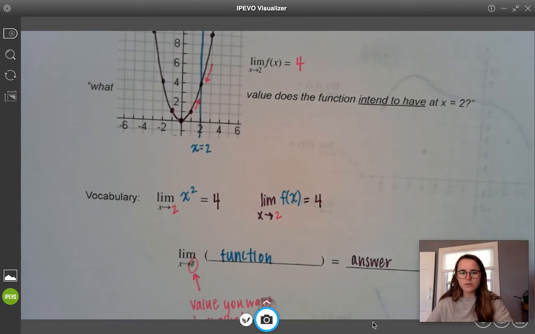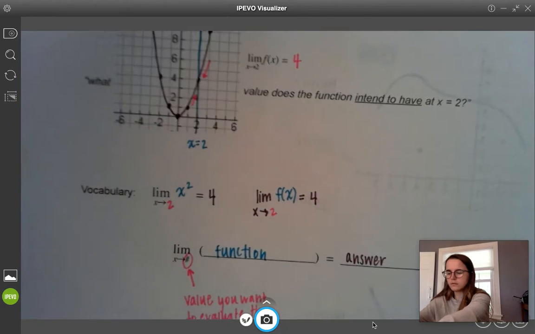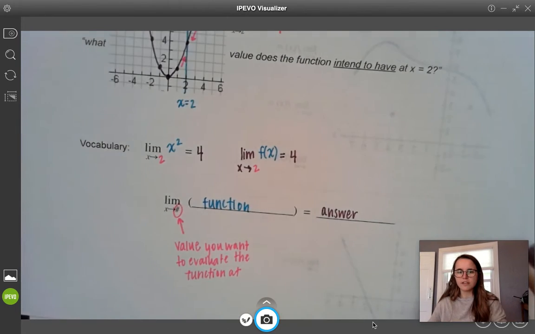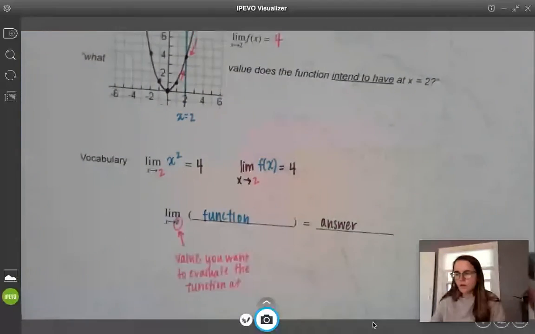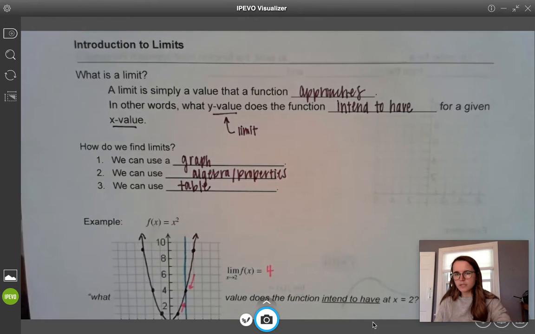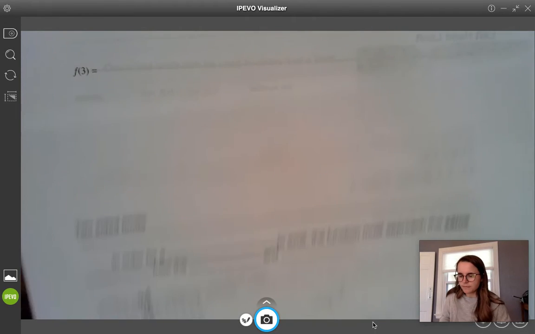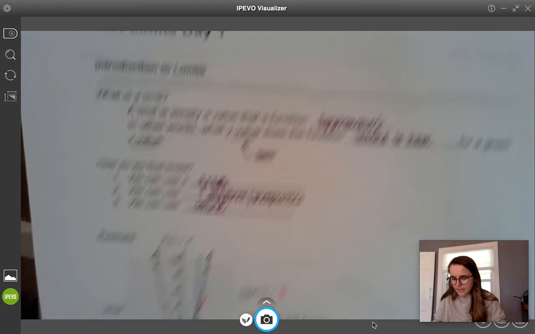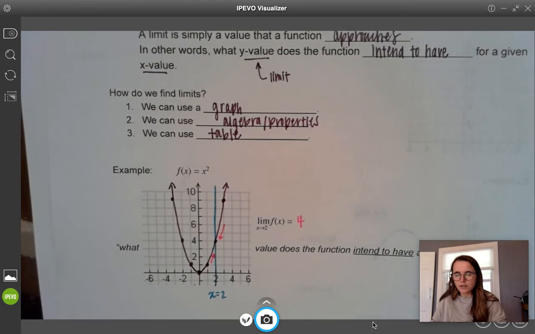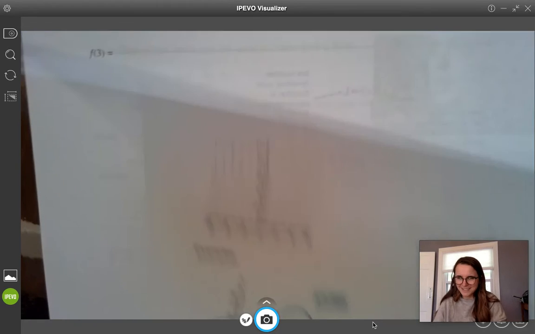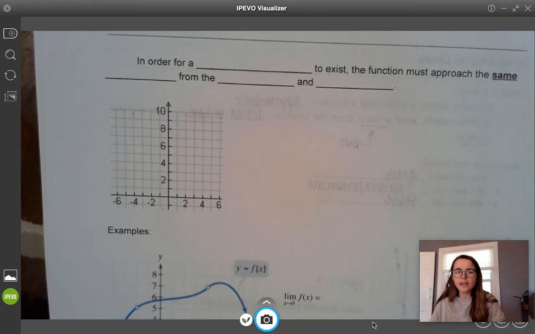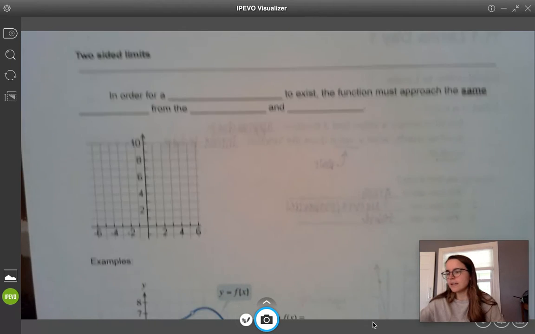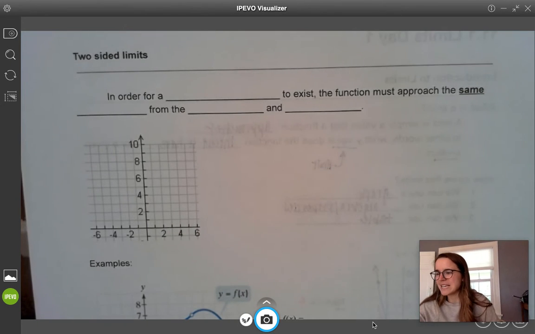Okay, so those are kind of our definitions there. All right. Okay, so we're going to look at some more examples, just flipping over to the other side here. Okay, so these were one-sided limits down here. Or no, I'm sorry. These are two-sided limits. Okay, and now we're really going to jump into what a two-sided limit is.